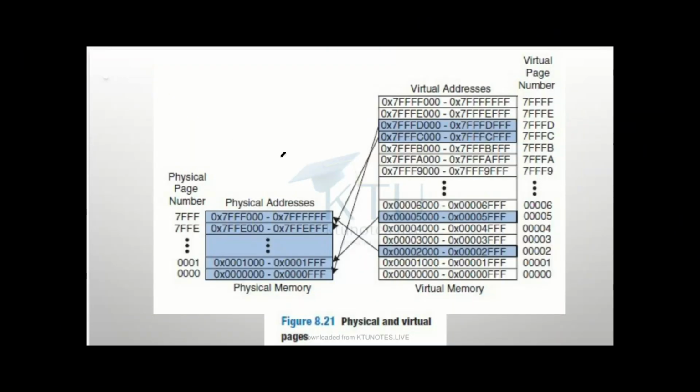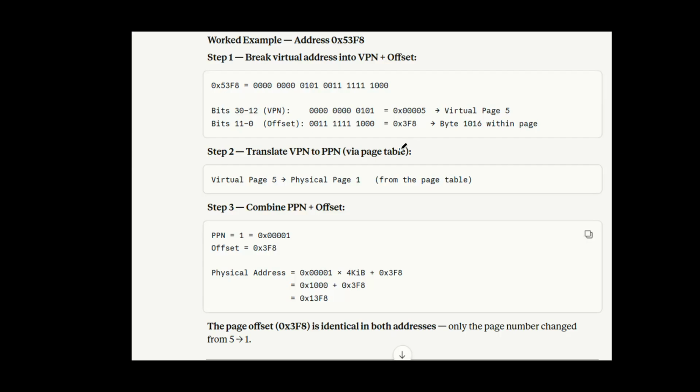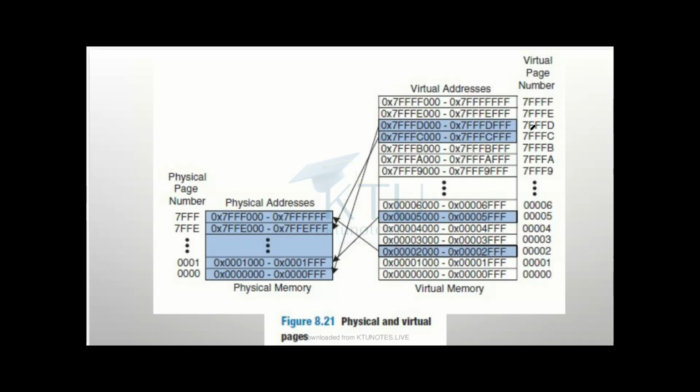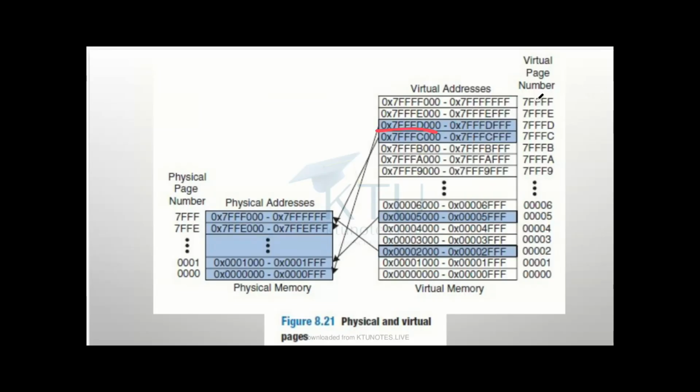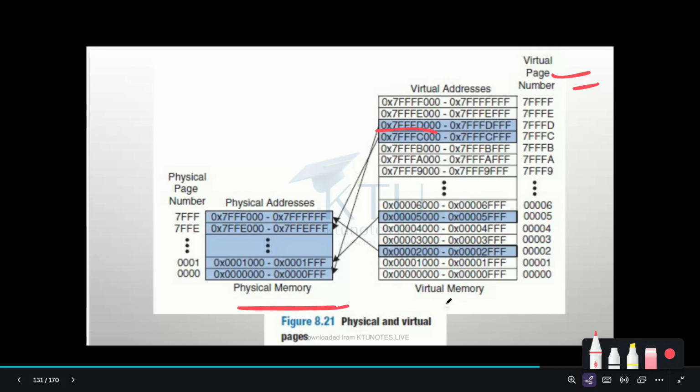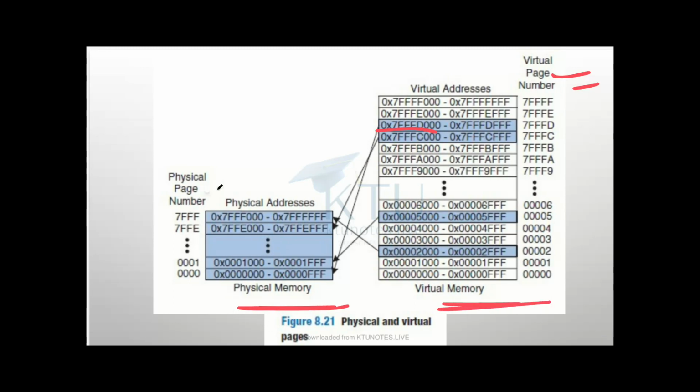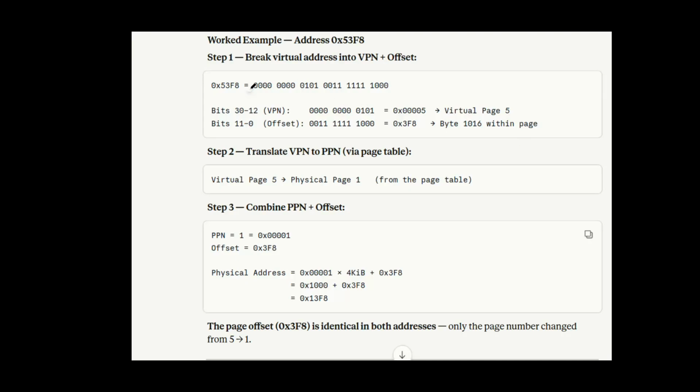Fine. So when you look at this particular part here, you are given a virtual address. Let's say you are given this address. If I'm taking the address, the virtual page number is given to us. This is the physical memory, and this is the virtual memory. Let's say my address is 0x535f8, this is my virtual address.